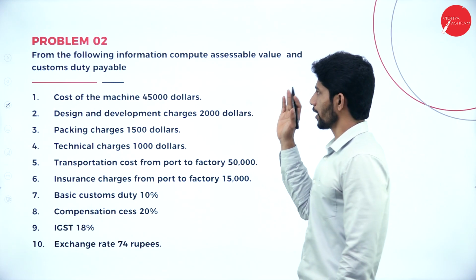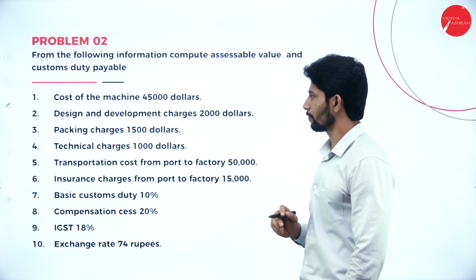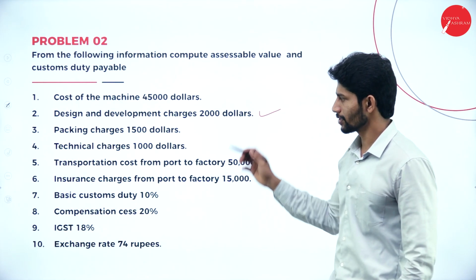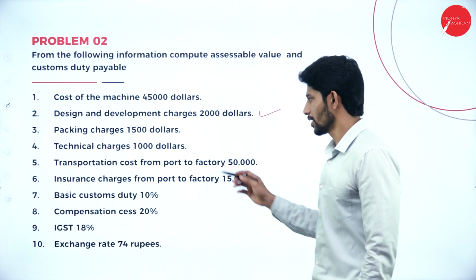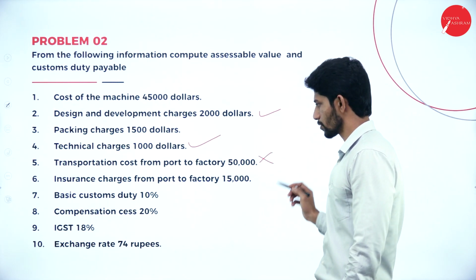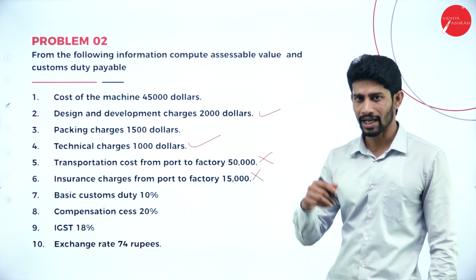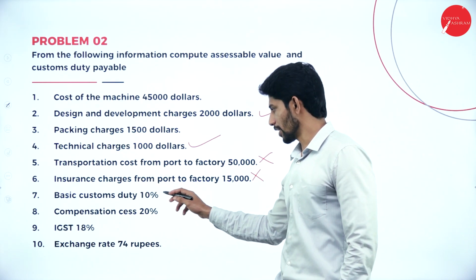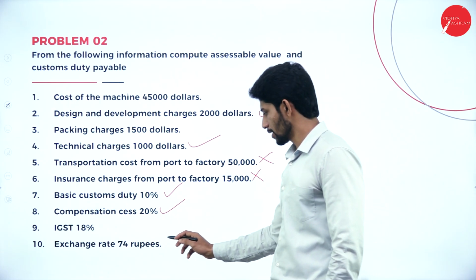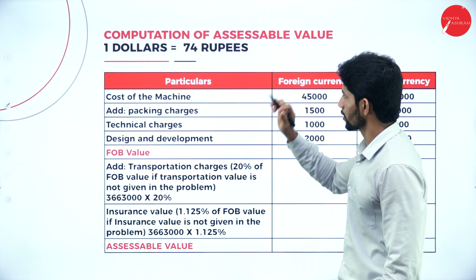Problem number 2. From the following information, compute assessable value and customs duty payable. Point number 1, cost of machine $45,000, design and development charges $2,000, packing charges $1,500, technical charges $1,000. Transportation from port to factory, we are not supposed to consider. Next, insurance from port to factory, this also we are not supposed to consider because it's happening in India. Next, basic customs duty 10%, compensation 20%, IGST 18% and exchange rate is 74 rupees.